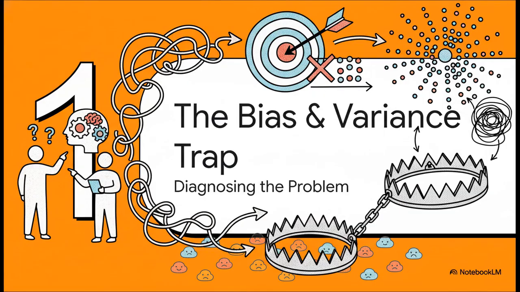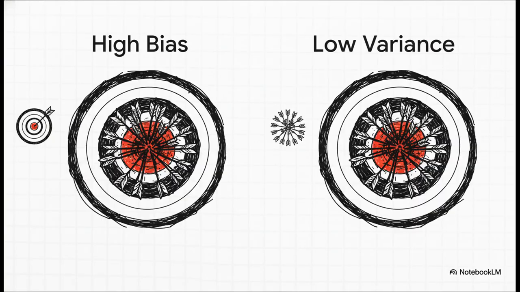Okay, so how do we actually diagnose this problem? Well, in the world of machine learning, it all comes down to two key symptoms that together create something called the bias and variance trap. So here they are. An underfitted model has high bias and low variance.